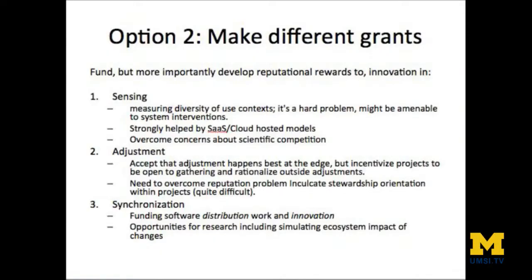Okay, the second option is to make different types of grants. If I'm right in diagnosing that sensing, adjusting, and synchronization work is key to managing the complexity, then can we use grants and our academic horsepower to attack this problem in new ways? So first of all, we could fund, but also more importantly, develop reputational rewards for doing this sort of work. So for example, sensing. It's measuring the diversity of use context. It's actually a really hard problem, but it might be amenable to systematic interventions.